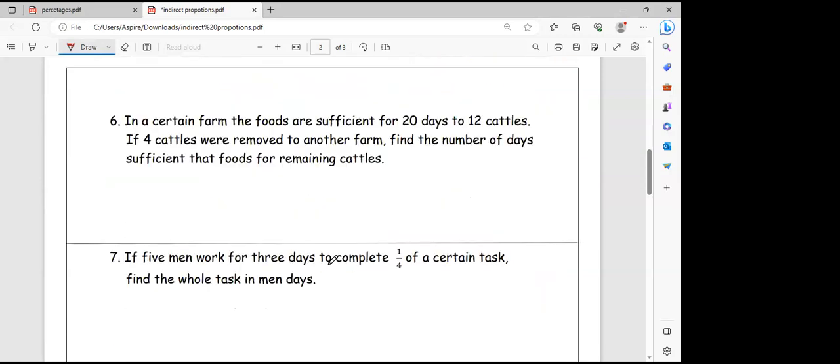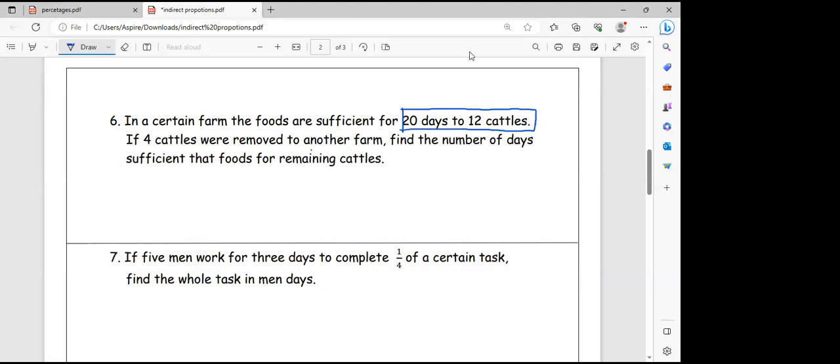6th question. In a certain farm, the foods are sufficient for 20 days to 12 cattle. If 4 cattle were removed to another farm, find the number of days sufficient that foods for remaining cattle. Okay, for the remaining cattle. Then the food sufficient for 20 days to 12 cattle.